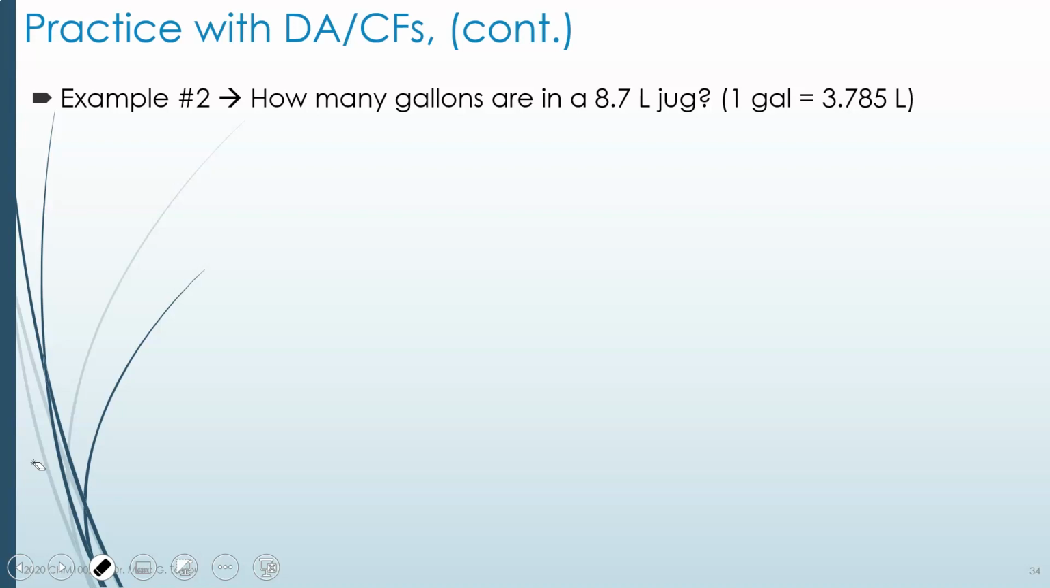So I'm going to pause. At this point, you can stop the video and see if you can work out the problem yourself. And then I'm going to show you the answer here.